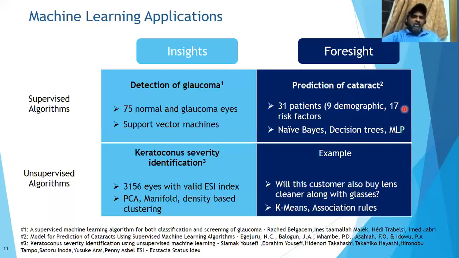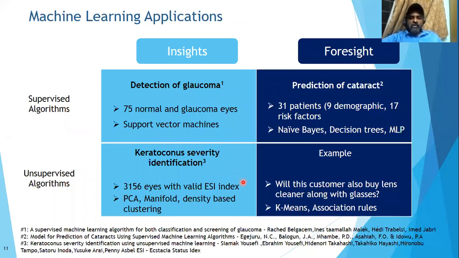Now let's see the application of machine learning. So forget the supervised and unsupervised algorithms right now. These are actual examples that they pulled up from the net. The first one is detection of something like glaucoma. 75 pictures were taken, some with normal eyes, some with eyes with glaucoma, and an algorithm called support vector machine was used to determine how you detect somebody with glaucoma.